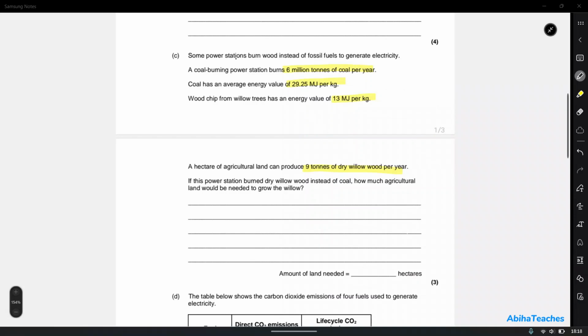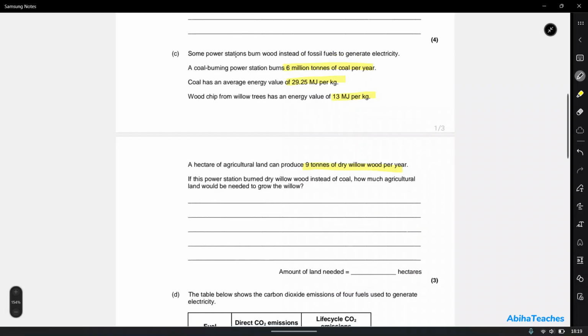So our first step is to work out the coal consumption per year. Now, how we are going to do this is to convert 6 million tons into kilograms. So 1,000 kilograms is equal to 1 ton. Now, although this is a really uncommon unit conversion, it's really important that you still know this for your exam.